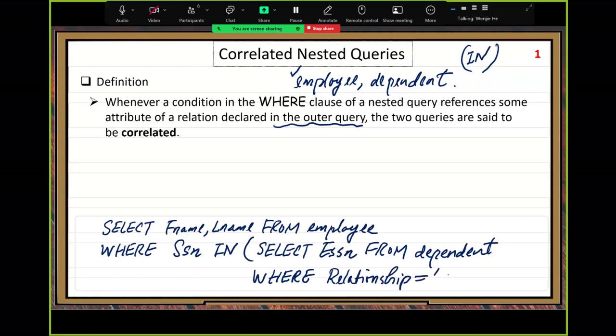Equal sum. So this gives those employees who have a sum. So this is a nested, correlated query. With this structure, you can write many queries in this way.